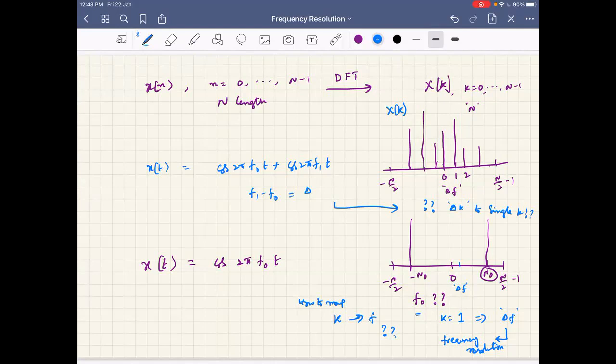Given this frequency resolution, we can also use the information to map k to f, and we can finally normalize the axis that we have here in terms of k, to write it in terms of f. This is referred to as frequency normalization. So changing the axis from k to f is frequency normalization.